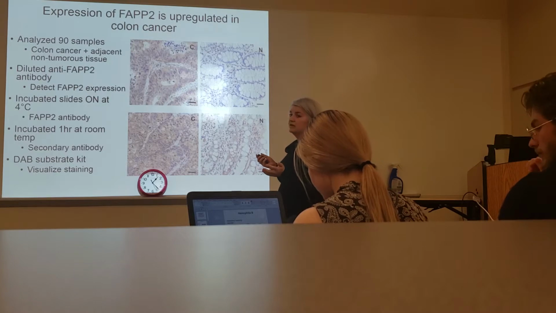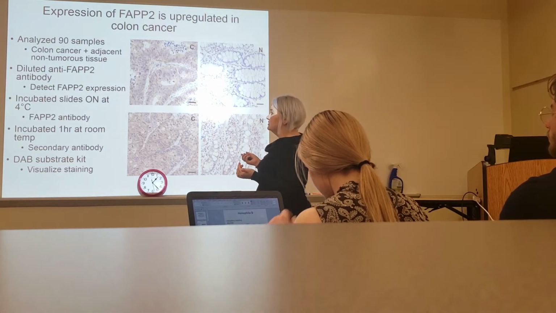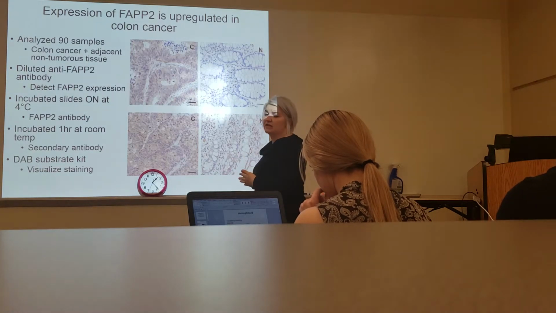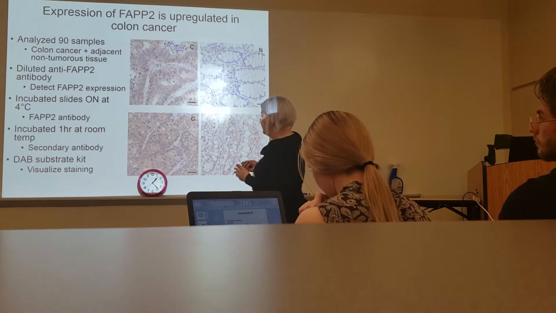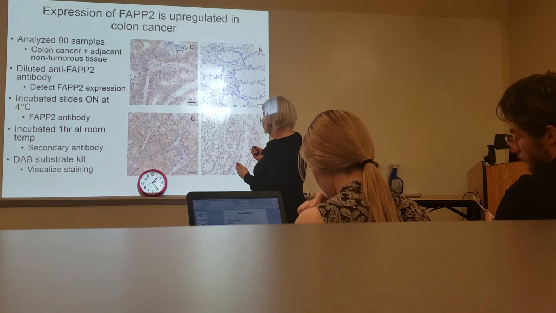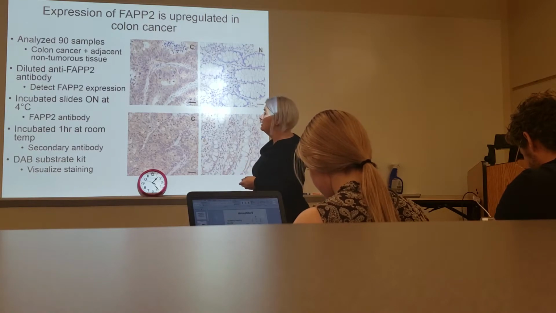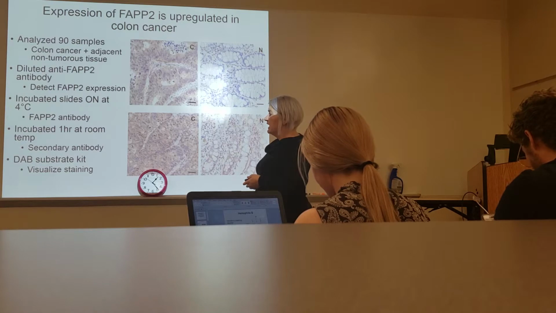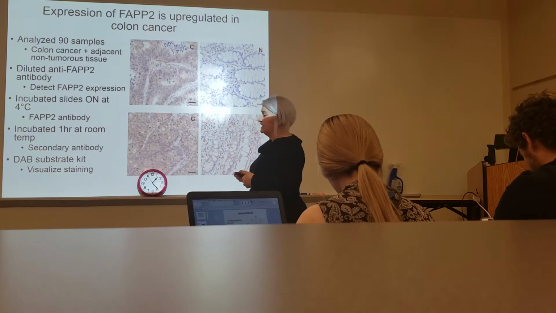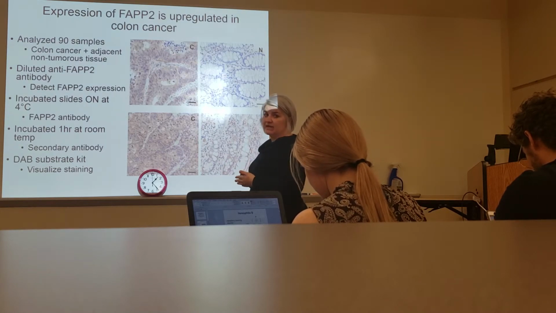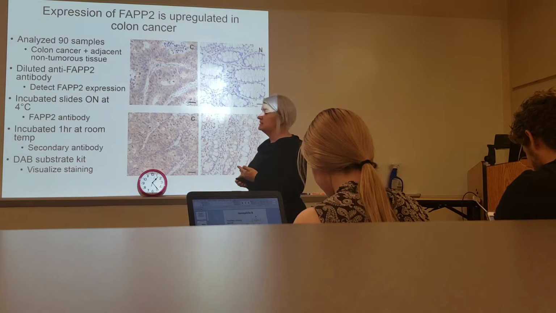So using immunohistochemistry, they were able to use anti-FAPP2 antibody to detect FAPP2 expression, which you see as the staining right here in all the cancerous cells, whereas in the non-cancerous cells there was no staining. That antibody was incubated overnight at 4 degrees Celsius, and then a secondary antibody against that was incubated for another hour at room temperature, and then a DAB substrate kit was used to visualize the staining.